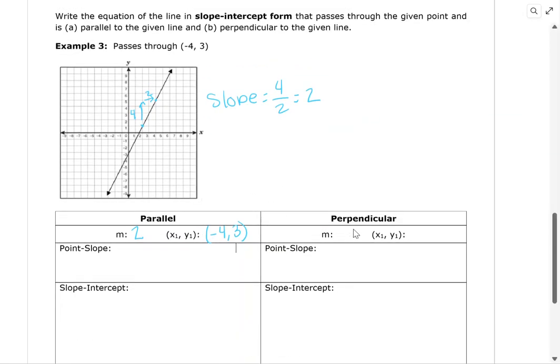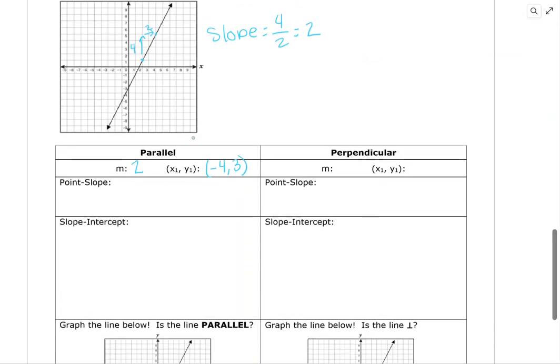When we are looking at perpendicular, our slope is going to be the opposite reciprocal. So we would do 2/1, and we're changing it from a positive to a negative, and we will flip that reciprocal to get -1/2. And we're still using the point -4, 3.